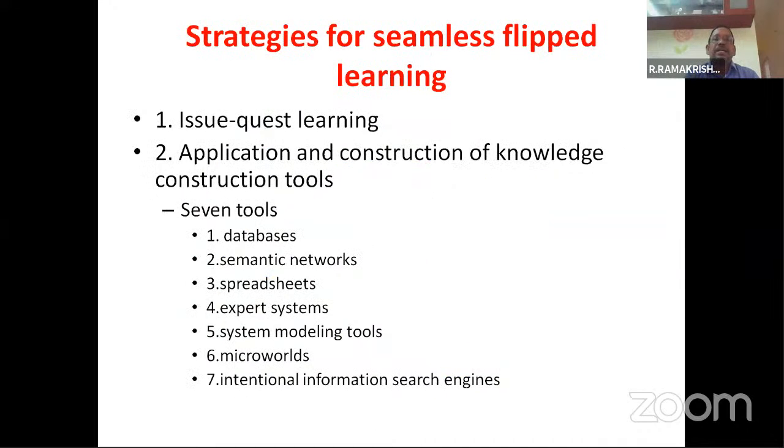That is called the strategies for seamless flipped learning. These eight strategies are to be followed, starting with issue-based learning. That means take an issue related to the content of the subject or a unit. For example, a teacher is handling a nutrition class. What are the causes of obesity? That we have to discuss.